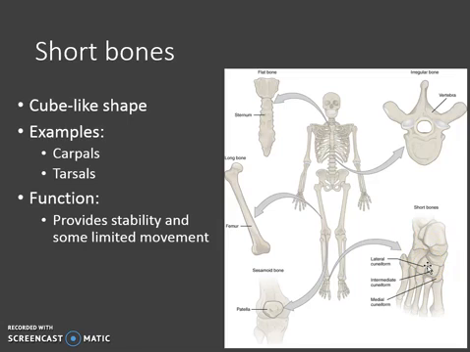Short bones provide a lot of stability and some limited movement. So you can move your wrist around, but it also gives you some strength and stability.